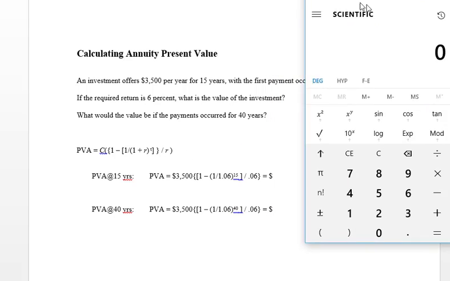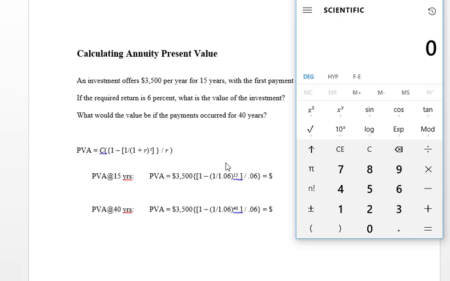Well, it looks harder than it is. All we're doing is plugging and playing. The r is equal to the 6%, the rate. The t is equal to the time for the 15 years, or the 40. So then the c happens to be the cash flow, $3,500. Let's run through the problem first.